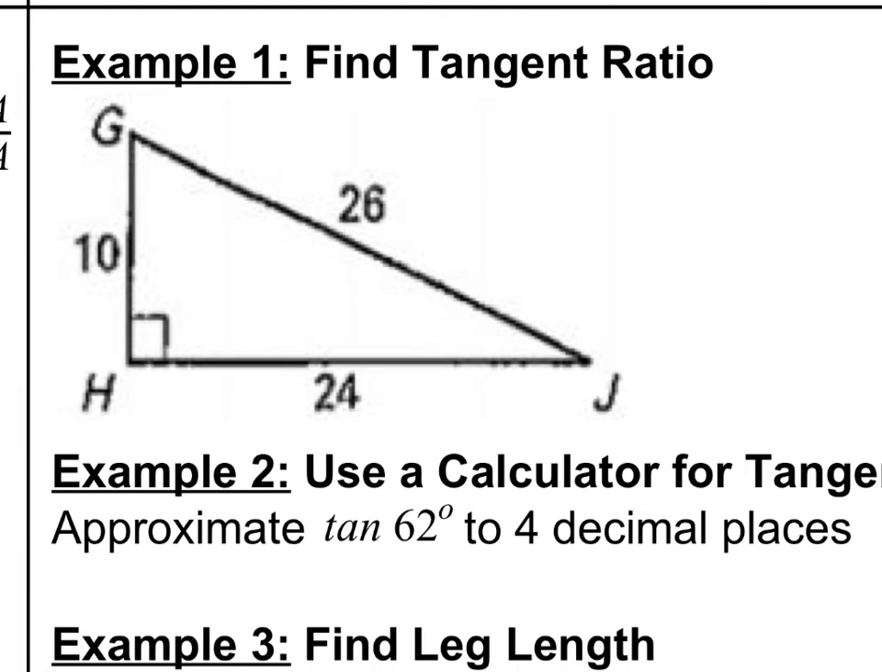In this first one, it says find the tangent ratio. And we're going to do it for each angle. First, let's start with J. If you're standing at J, the opposite, which is going to be 10, over the adjacent, which is 24. So we'd say tangent of J is 10 over 24.